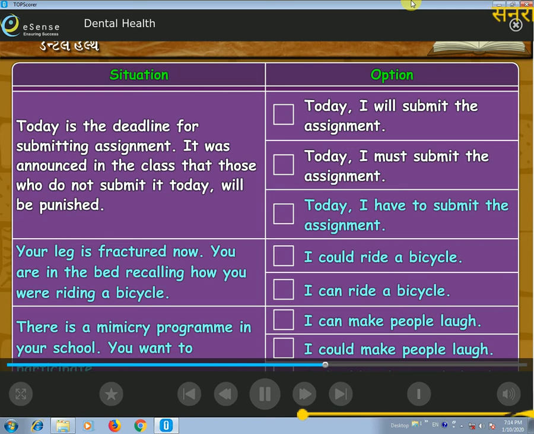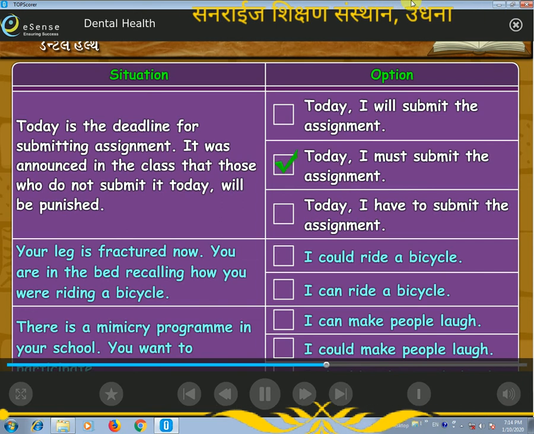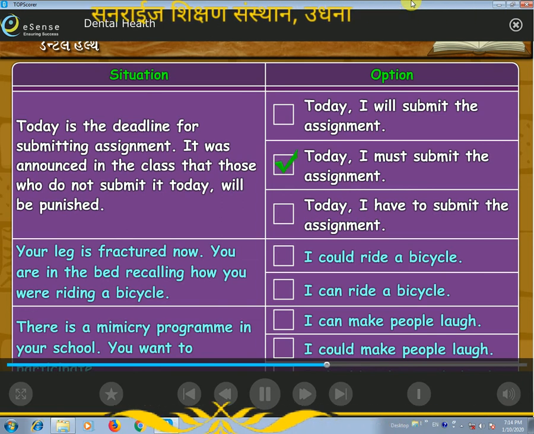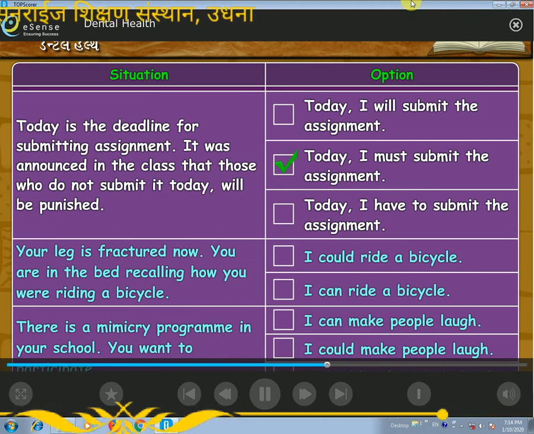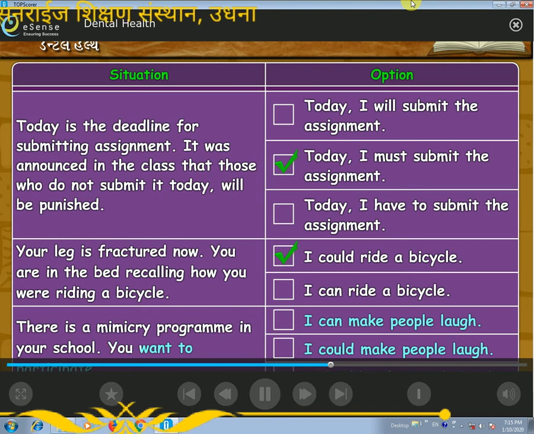Your leg is fractured now. You are in bed recalling how you were riding a bicycle. I could ride a bicycle. I can ride a bicycle. I could ride a bicycle. There is a mimicry program in your school. You want to participate. I can make people laugh. I could make people laugh. I should make people laugh. I can make people laugh.